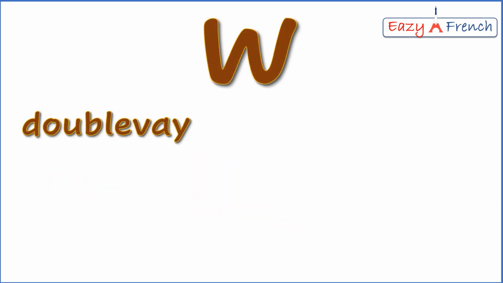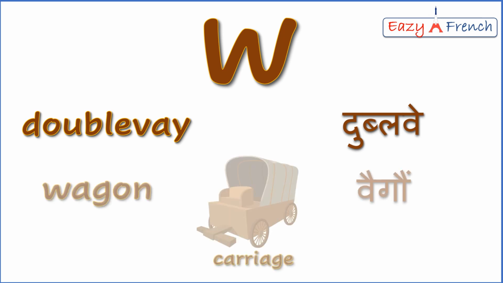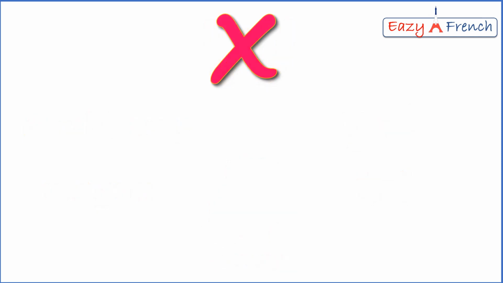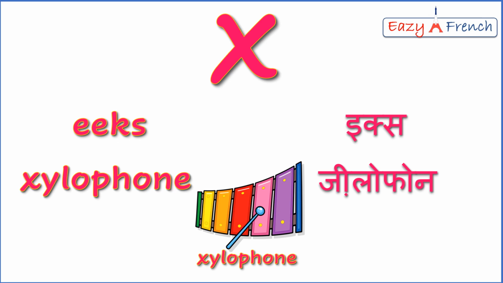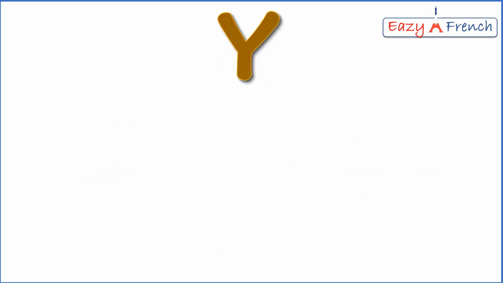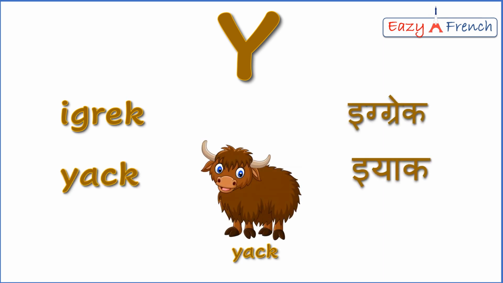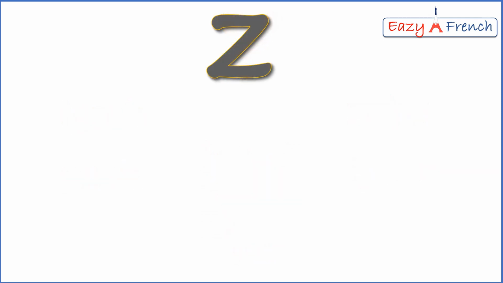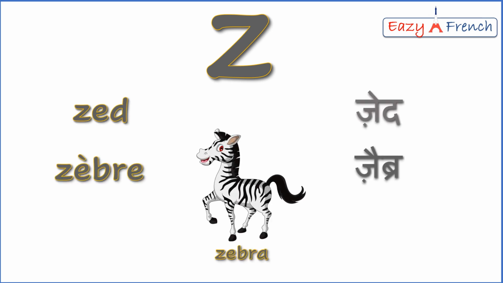W is called W, wagon, that's a carriage. X, it is X, xylophone, a xylophone. Y is called Y, yak, that's a yak. And the last, that is Z, is called Z, zèbre, a zebra.